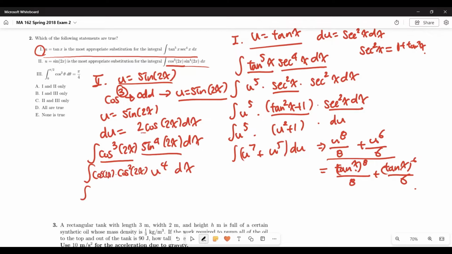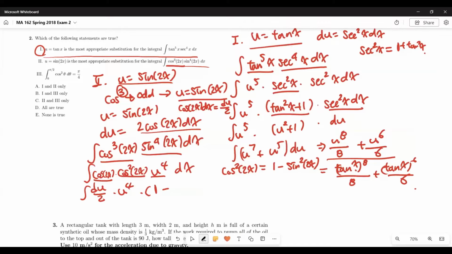And then we know cosine 2x is like this. So cosine 2x dx can be written as du over 2. So 2 over du, cosine 2x, u to the 4th power, and then cosine squared 2x can be written as 1 minus sine squared 2x by trig identity. So 1 minus u squared du. Wait, du is already written there. There we go. You just have to solve it and integrate it.